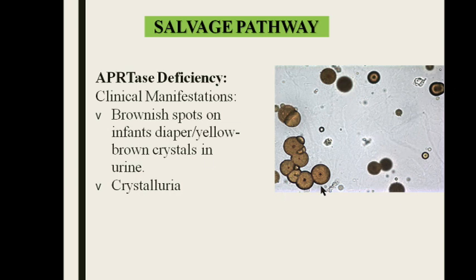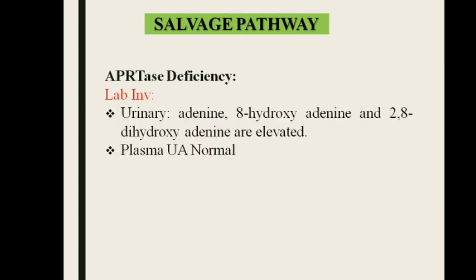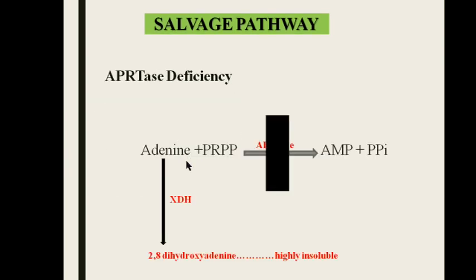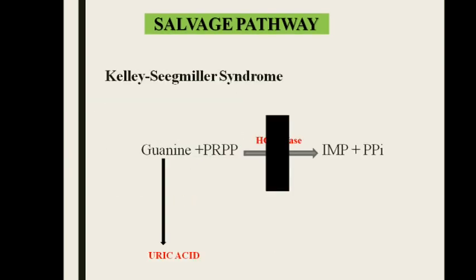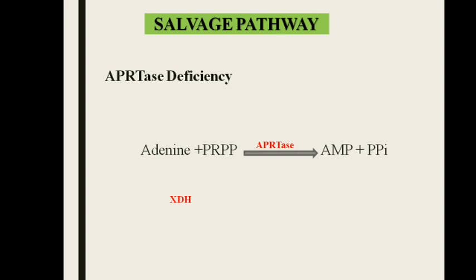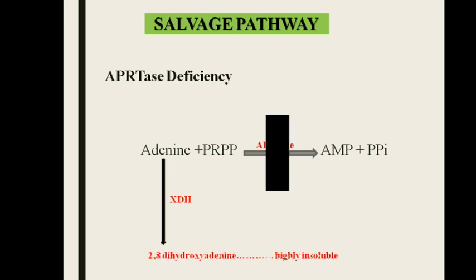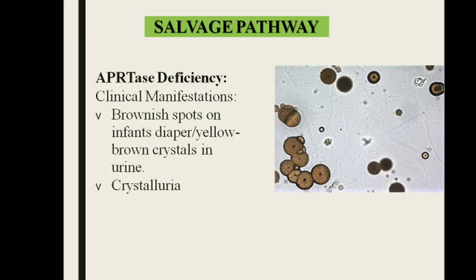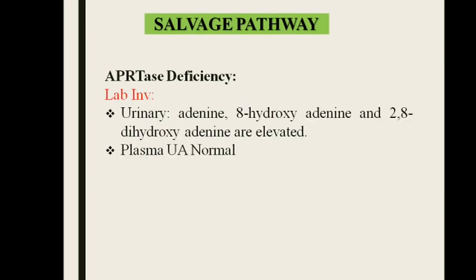So this is one of the important diagnostic features of APRT deficiency. Now, how do we confirm the diagnosis? In APRT deficiency, there is nothing to do with uric acid, because the reaction is very clear. Unlike in Kelley-Seegmiller syndrome, where you have uric acid formation because of the block in the enzyme, in APRT deficiency adenine is getting converted to 2,8-dihydroxyadenine. There's nothing to do with uric acid. That's why the uric acid levels on blood investigation remain normal.